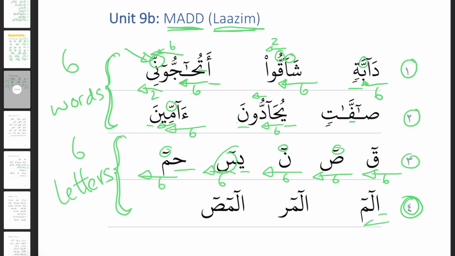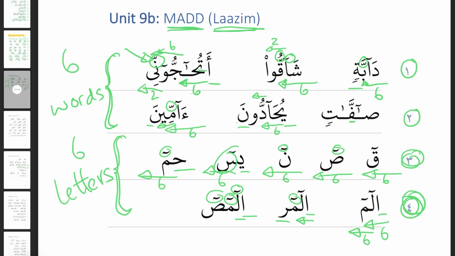Alif, Lam, Mim. Alif, Lam, Mim, Ra. Alif, Lam, Mim, Sad.